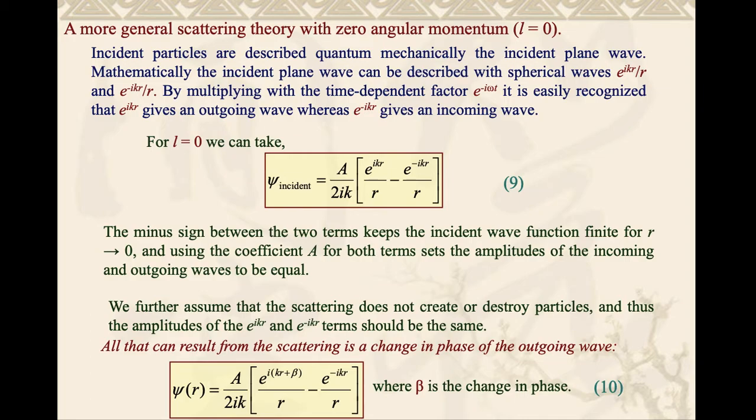So, incident particles are described quantum mechanically as an incident plane wave. This was also mentioned in the last class. You can consider the incident beam as a plane wave and the scattered wave as a spherical wave. And mathematically, the incident plane wave can be described with spherical waves. You can write the plane wave as a sum of spherical harmonics.